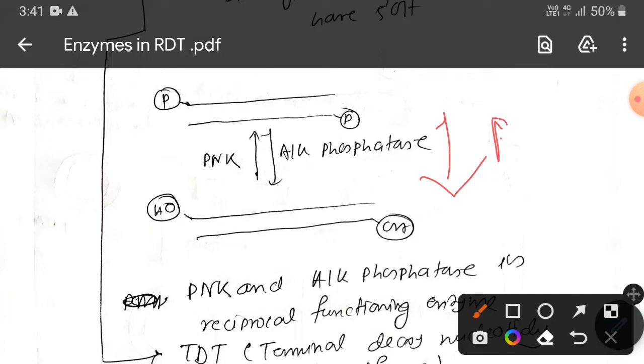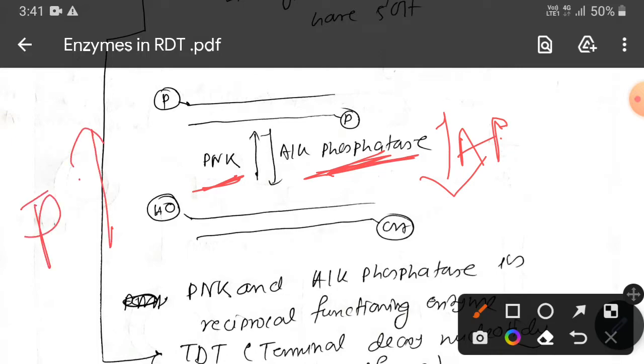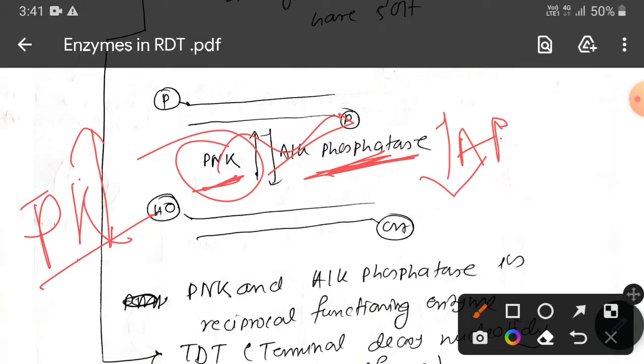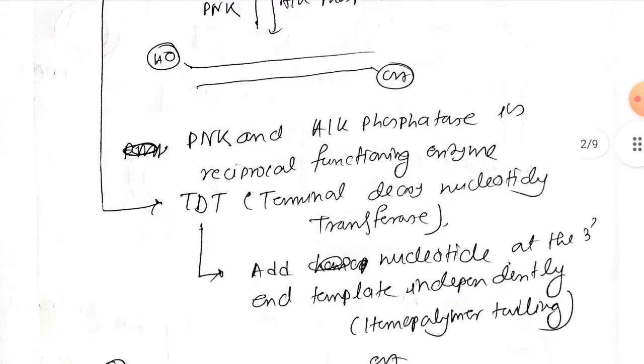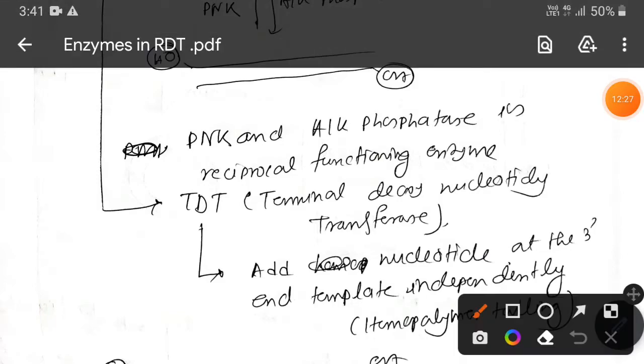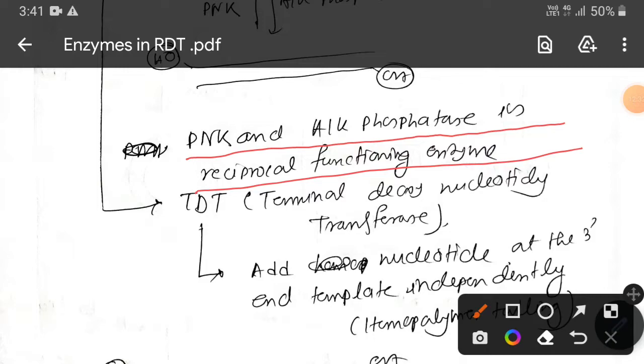You have to add alkaline phosphatase. That will just cut the phosphate, as its name suggests, the enzyme that cleaves phosphate. And if you want to go from an OH containing group to a phosphate containing group, then you have to add PNK, that is polynucleotide kinase. Here I have denoted it with PNK, the meaning is the same, polynucleotide kinase. So that is why I have written here that polynucleotide kinase and alkaline phosphatase are reciprocally functioning enzymes.